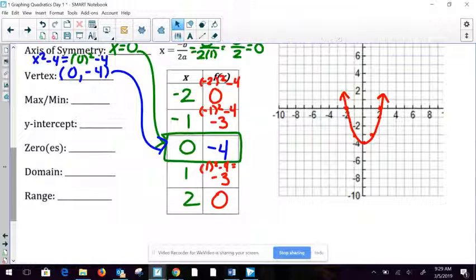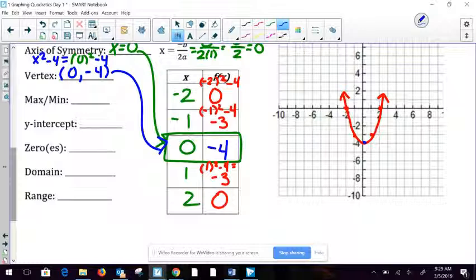So now looking at that picture to the right, here's my vertex, my turning point. Is that the highest maximum or lowest minimum? Right, it's the lowest point, so that is our minimum. My y-intercept is where x is equal to 0. So where is it equal to 0?